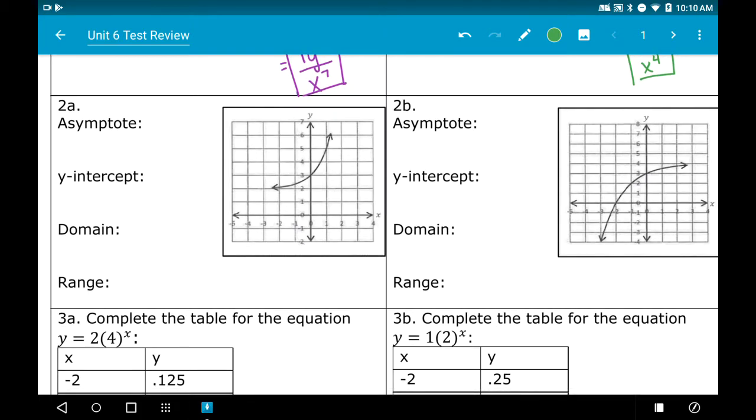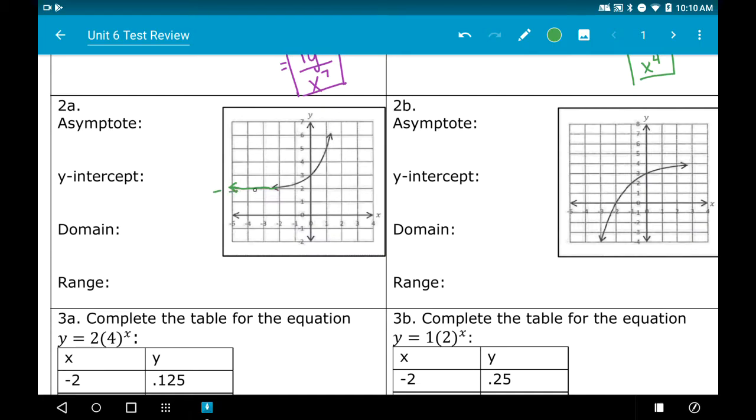Alright, next two. This one we're looking at graph of exponential functions. So the first thing we're going to look for is our asymptote. And remember, your asymptote is where it's going to level off horizontally. So if you can see this line, it would continue on forever in this direction. And it looks like it's going to pass where y equals 2, but it actually never will.